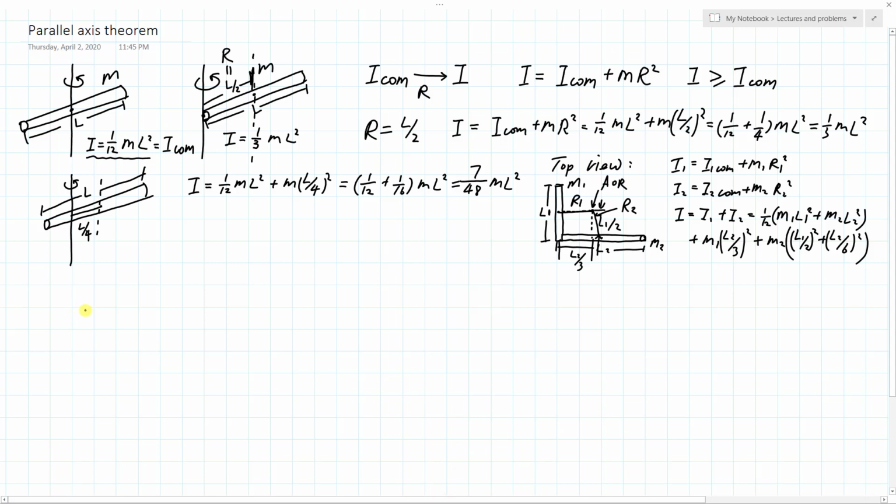So let's try to be fancy. Let's get a few things together. So here's a disk. And let's see if I can draw this.